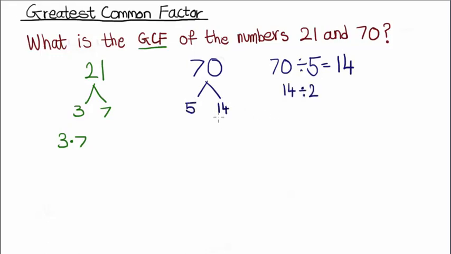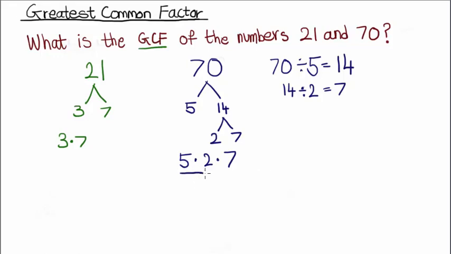The smallest prime factor for the number 14 is the number 2. When I do 14 divided by 2, I get the number 7. So on one branch I have the number 2, and on the other branch I have the number 7. Therefore, the prime factorization for the number 70 is 5 times 2 times 7.